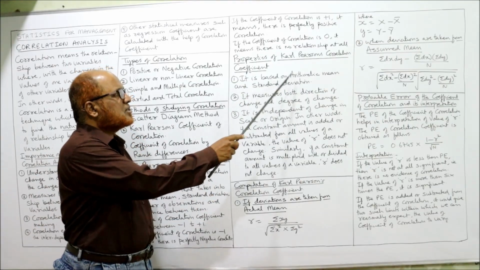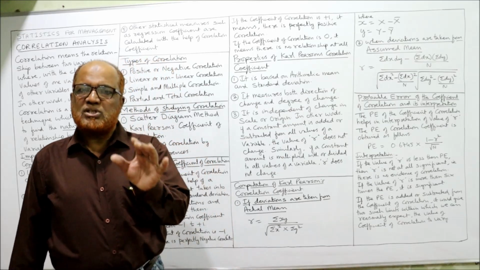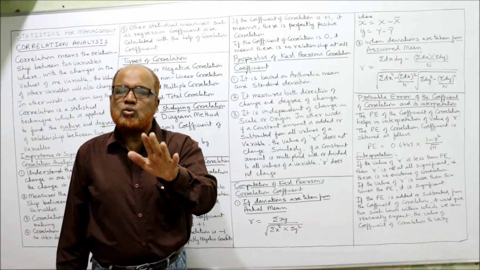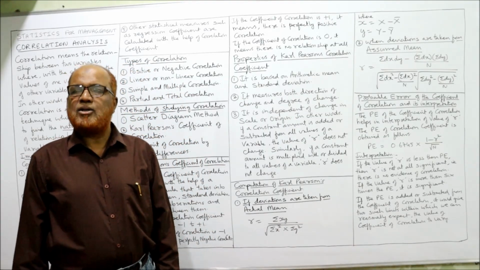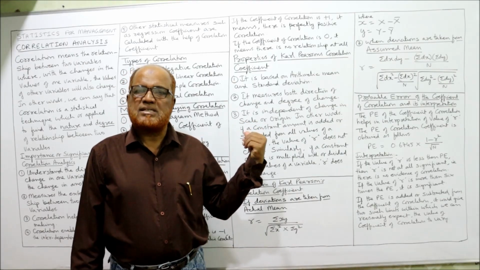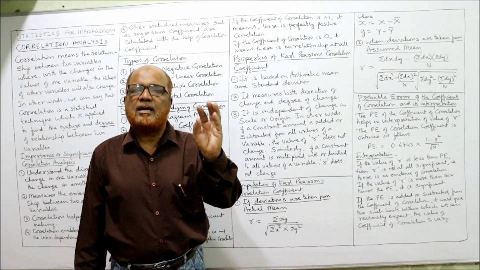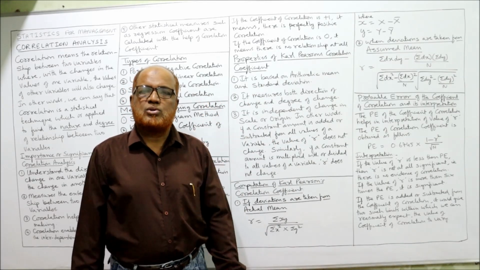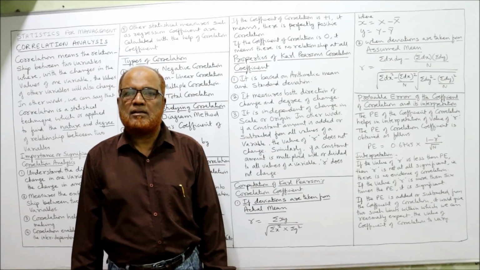First property: it is based on arithmetic mean and standard deviation. Just now I told you, Karl Pearson's formula is dependent on two items, the arithmetic mean and standard deviation. That's why I told you, before doing this chapter, you must be clear regarding how to calculate the arithmetic mean and standard deviation. Already I have uploaded the videos on measures of dispersion and measures of central tendency.